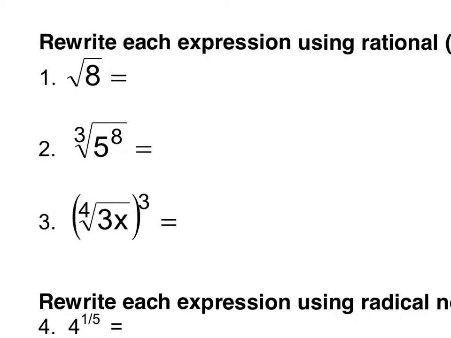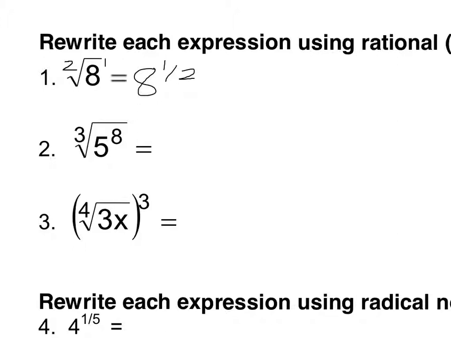So for number 1, the index is missing, and whenever the index is missing, you can assume that it's going to be 2. The number inside the radical, which is called the exponent, is also missing, and whenever it's missing, you can assume that it's going to be a 1. And then after that, you take the index and you put it under the exponent, making it 1/2. So the answer is 8 to the power of 1/2.